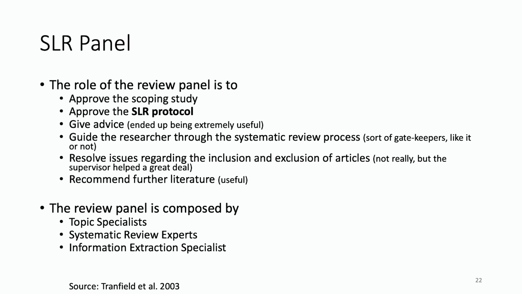They also can recommend additional literature, and this is very useful often. Also, the panel, like we just said before, is composed by 3 types of roles: topic specialists, systematic review experts, and information extraction specialists. And some people can have double roles. And you should have more than one person in your panel. Okay, so ideally. Yeah.